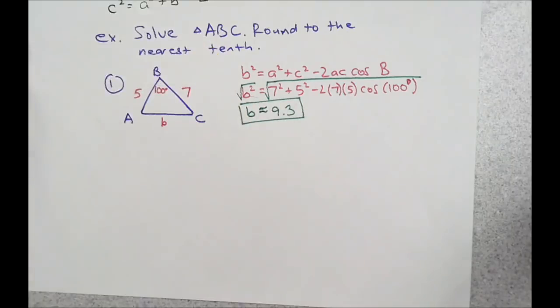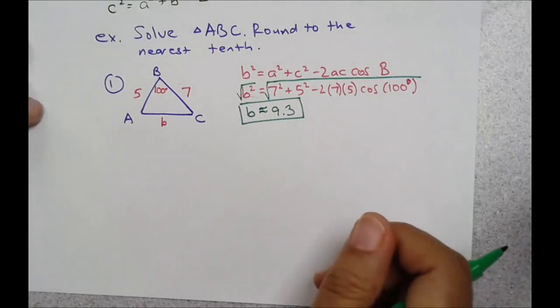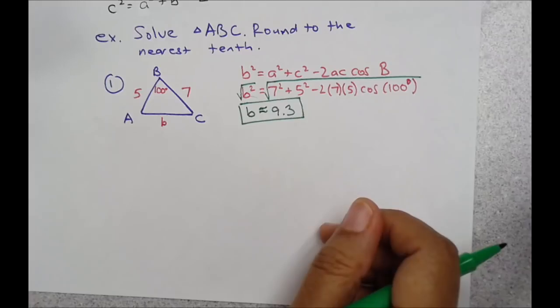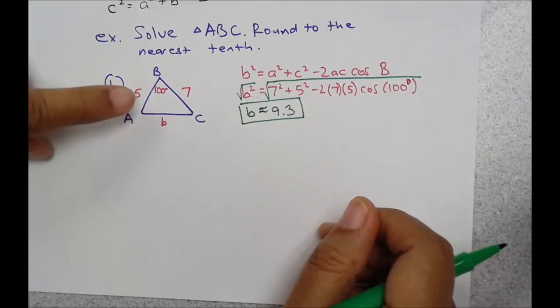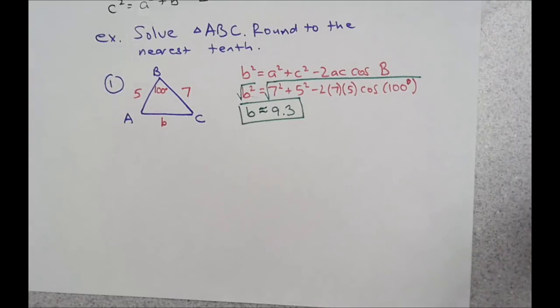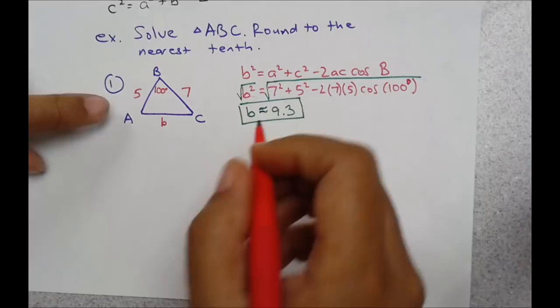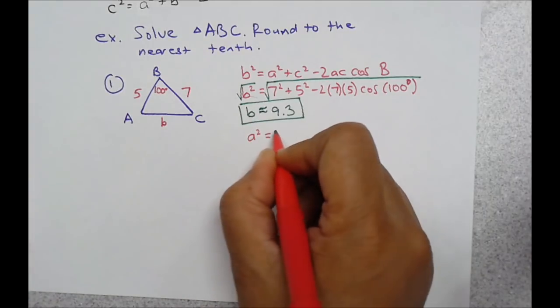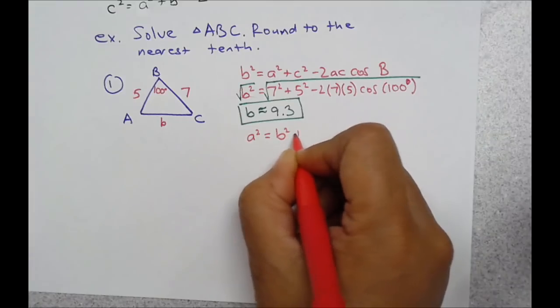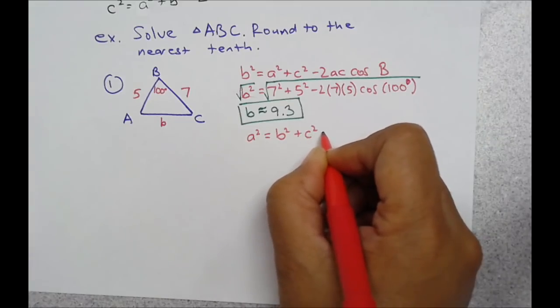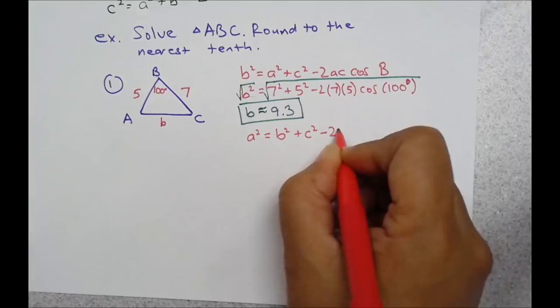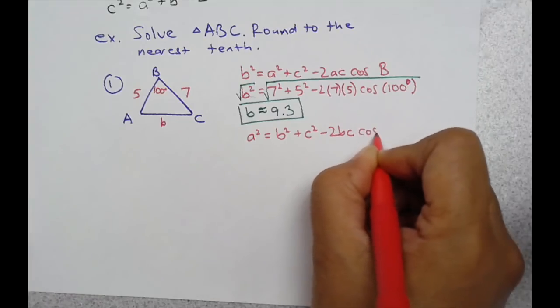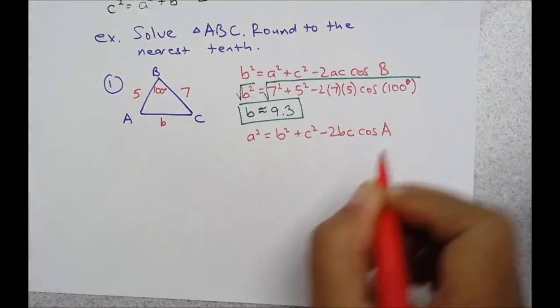So now we have all three sides, so we actually have to solve for an angle. Well, you can actually choose which angle you want to solve for. So I'm just going to go ahead and say, let me solve for angle A. So since I'm going to solve for angle A, I'm going to start my equation with A. So A squared equals, and then the other two letters are B and C. B squared plus C squared minus 2 times these two, BC, and then cosine of the beginning letter A.